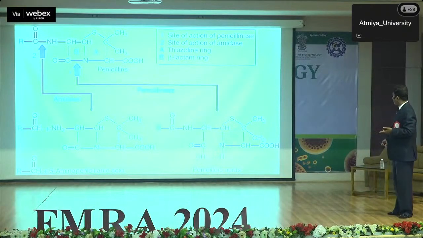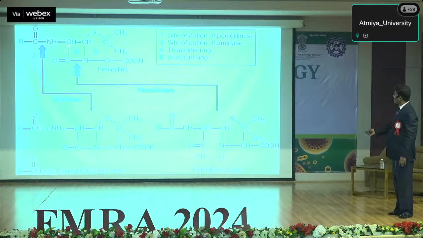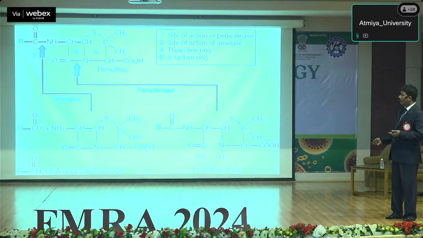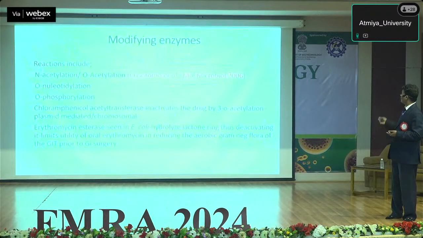Now here, this is again heterocyclic. You could see here B stands for beta lactam ring, and now it is opened by the penicillinase. Another enzyme that works is amidase, and those are also classes of beta lactams, meaning those are not directly acting on this one, but act on the amino groups.